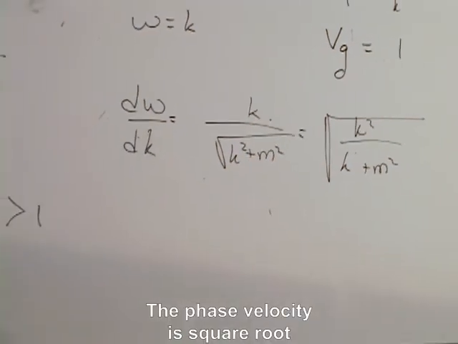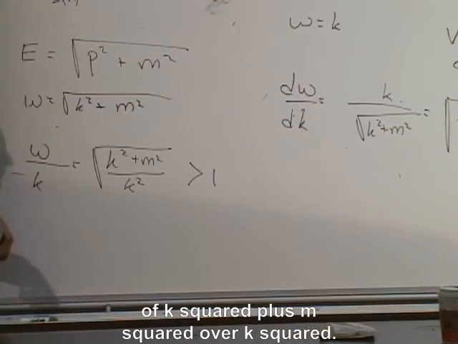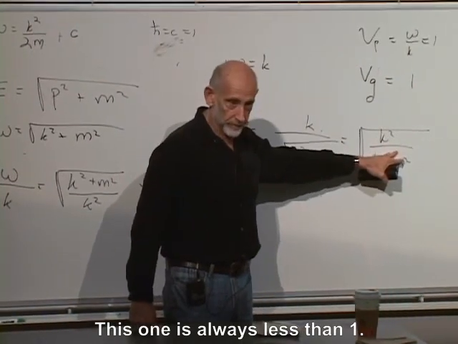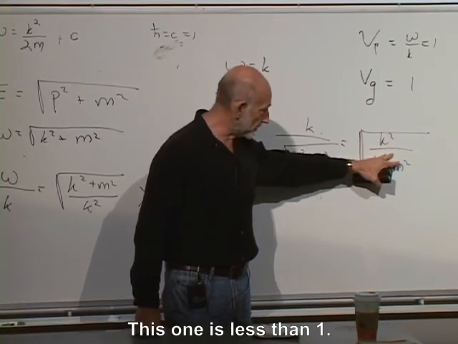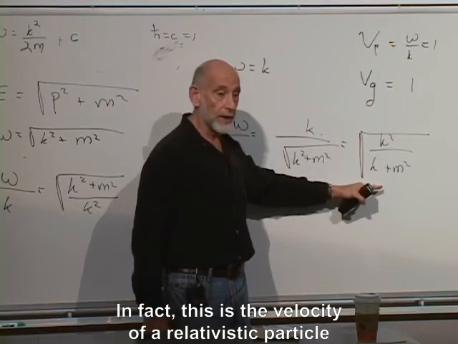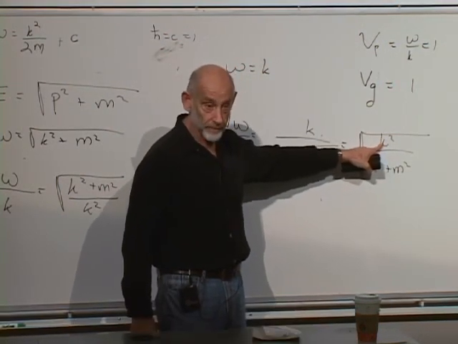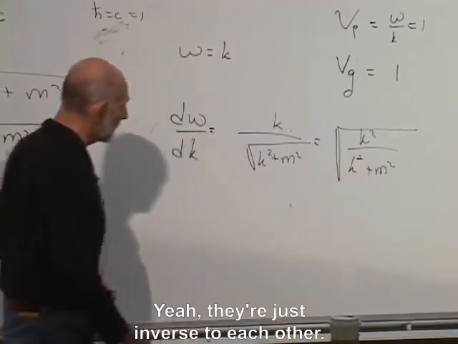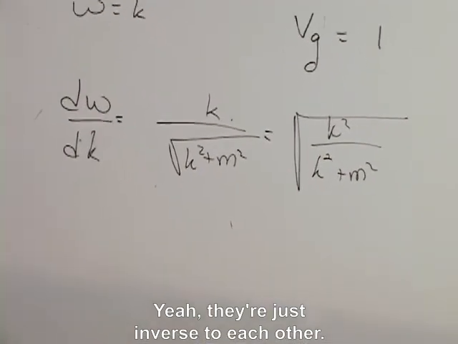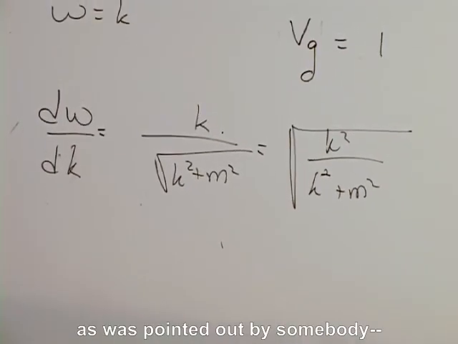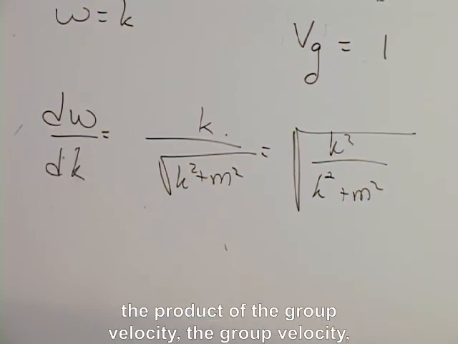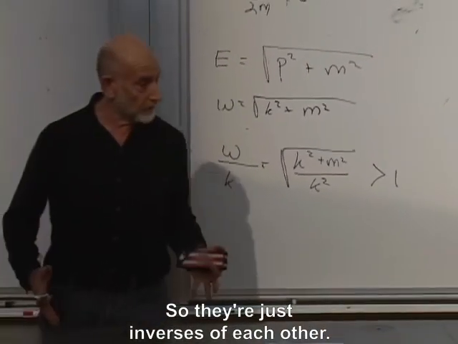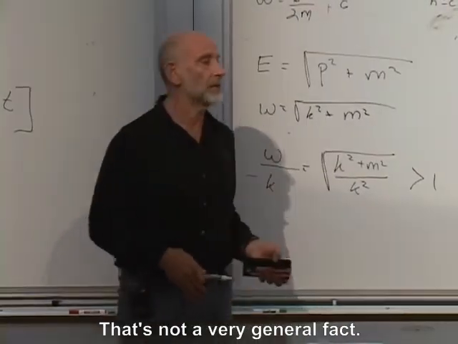The phase velocity is square root of k squared plus m squared over k squared. They're inverse to each other. This one is greater than 1. This one is always less than 1. In fact, this is the velocity of a relativistic particle with momentum k. They're just inverse to each other. And as it happens, as was pointed out by somebody, the product of the group velocity and the phase velocity is equal to 1. So they're just inverses of each other. Now that's somewhat accidental. That's not a very general fact.